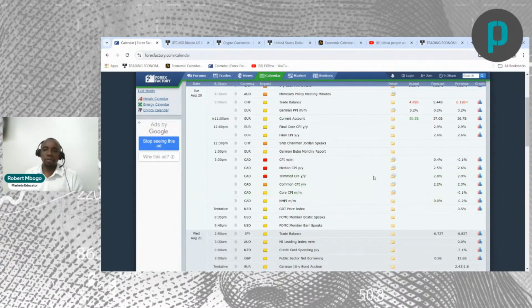Basically, there's the expectation that the number will go down to 2.5%. So what does that mean? We should expect a weak Canadian dollar if the number comes out at 2.5% or even 2.4%. However, if the number comes out higher than 2.5%, maybe 2.6 or 2.7, then we'll expect the Canadian dollar to strengthen.